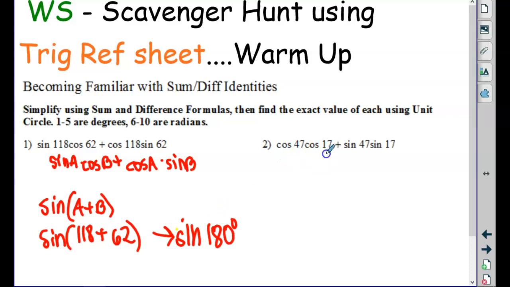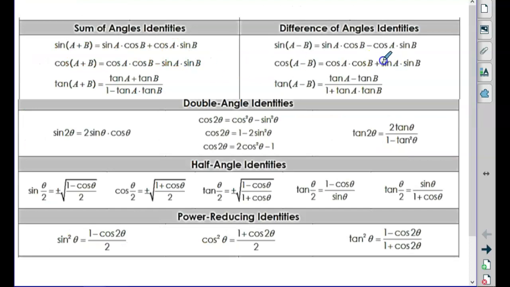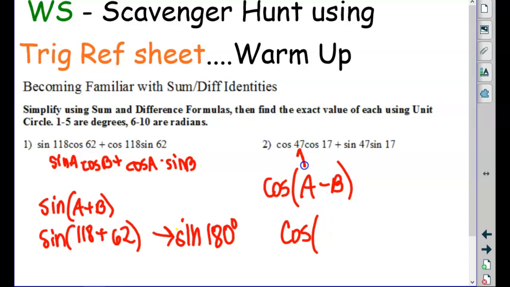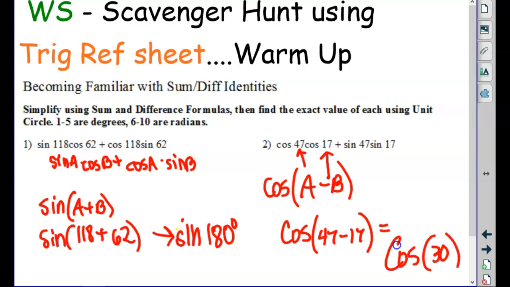Number 2 says cosine, cosine plus sine, sine. If you have no idea what I'm doing, you need to ask. Cosine, cosine plus sine, sine. Find that one? So it's cosine A minus B. And what are A and B here? A is 47 and B is 17. And 47 minus 17 would be 30.